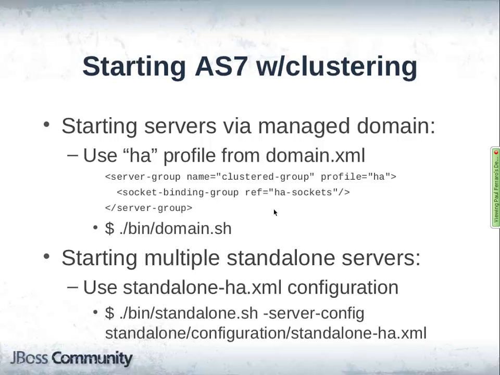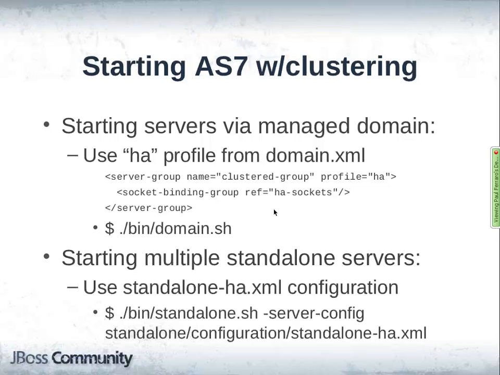So what you do to enable clustering in the domain case is you just indicate that the profile that you're using to start your given server group should be the HA one. And you also need to make sure that the socket bindings that you're starting that server group with does include the HA sockets. And then you can just start the server using domain.sh as Brian showed you. And as he also mentioned, the difference between domain mode and standalone mode actually has nothing to do with clustering. Clustering is available in both modes.